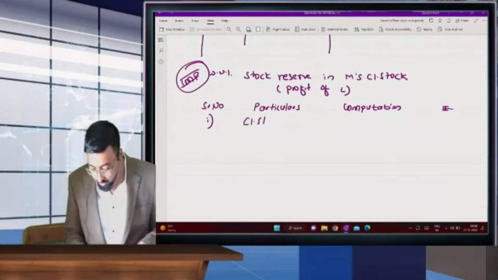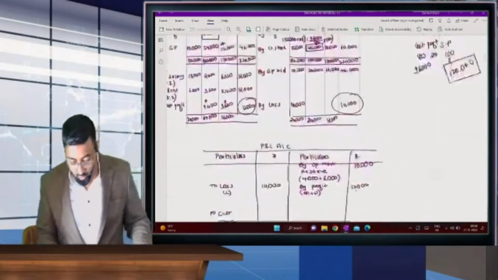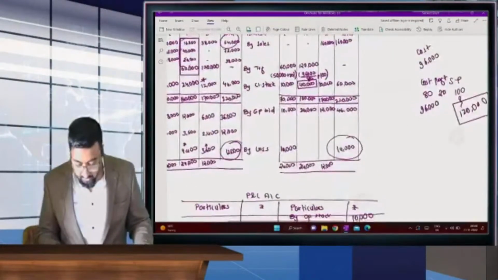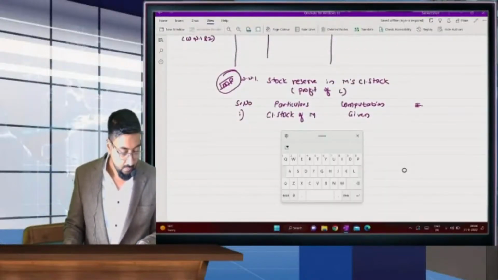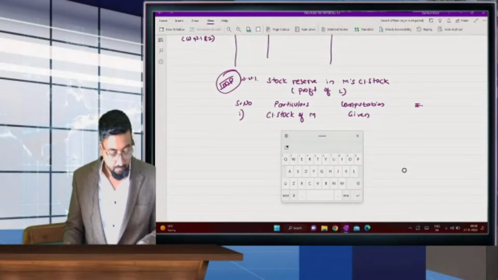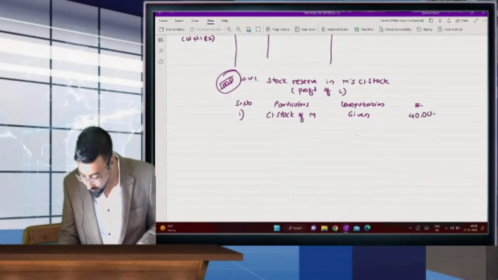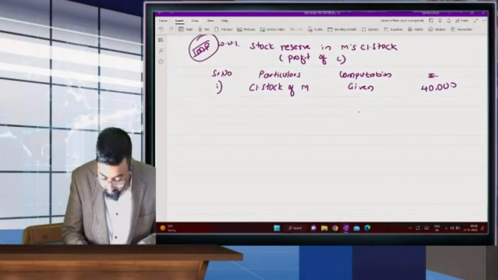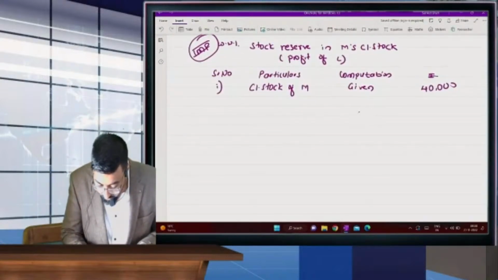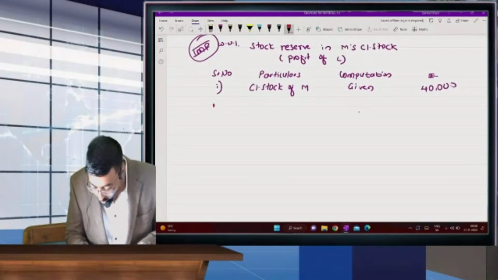Closing stock of M given. Closing stock of M given. How much is the closing stock? 40,000. How much? 40,000. Now please understand, this is a very important line. Now please understand the next one, Roman 2.